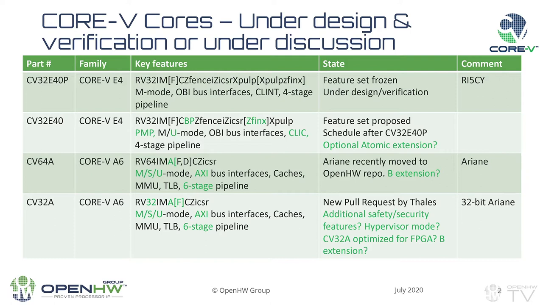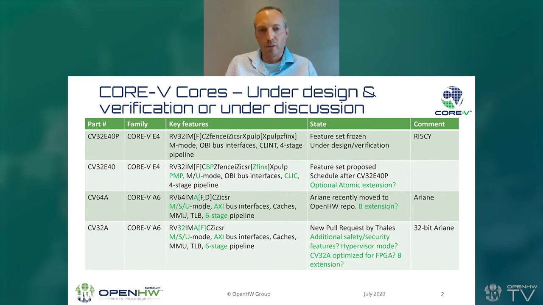The first two are the CV32E40P and the closely related CV32E40. Today we are working on this 40P core. Basically, this is the RISC-V core as we inherited from the PULP team. It's a 32-bit RISC-V architecture, including the multiply, optional floating point and compressed instruction set architecture. It also has the XPulp extension as developed by the PULP team. It's machine mode only. It has the CLINT interrupt architecture and it has a regular four-stage pipeline.